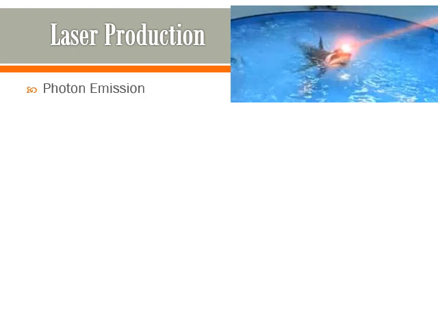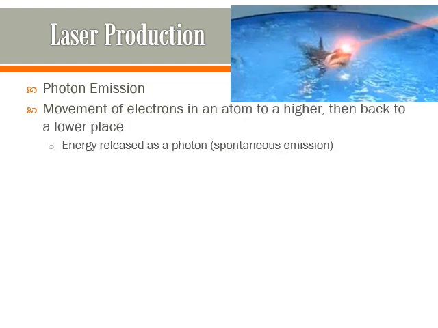So laser production. Basically what's going to happen when a laser gets produced is you get photon emission, okay? When energy gets applied to an atom, it gets excited. When the atom returns to a ground state, energy gets released as a photon. Ideally what we look to get with laser is that photon generation leads to an increased amount of light energy. Photons are basically little packets of energy. We get movement of electrons in an atom to a higher, then back to a lower place, and then the photon releases some energy spontaneously.